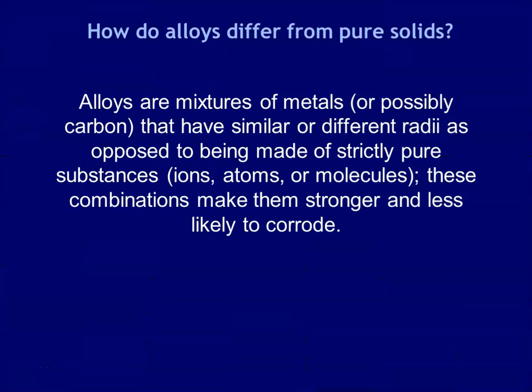So next I ask you how alloys differ from pure solids. Alloys are mixtures of metals, and so they are not pure substances. They can have the same radii or they can have different radii. While pure solids are made just from pure substances, either the same types and combinations of ions or atoms or even molecules. When you have an alloy, by having these different combinations of metals, they are going to be stronger and they are going to be more capable of preventing oxidation. They are less likely to undergo corrosion.